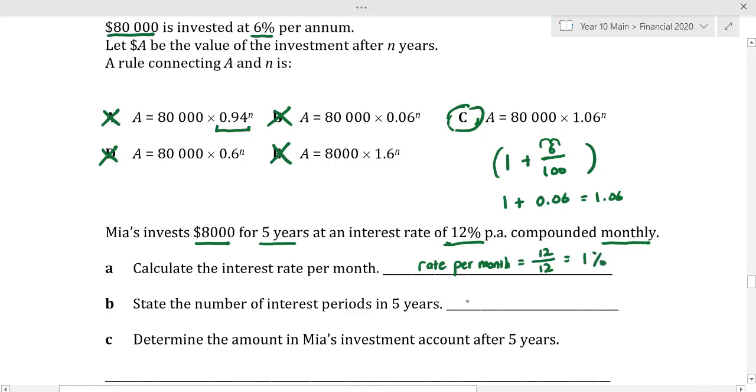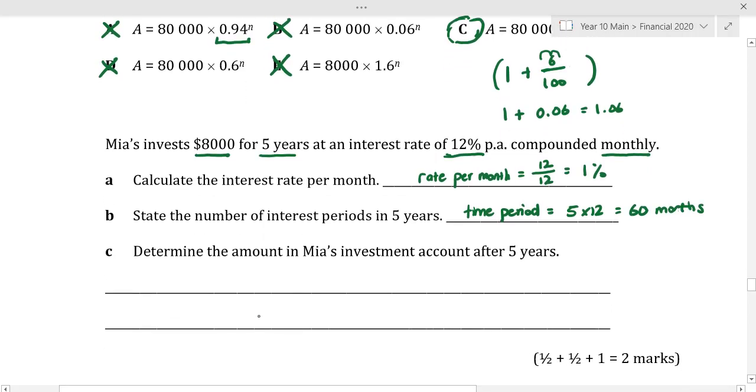How many time periods? Well, we're looking at the interest rate per month, so we want to find how many months there are. We've got 5 years times 12 months, which is equal to 60 months. Now let's work out how much that is. We're going to have our compound interest formula.